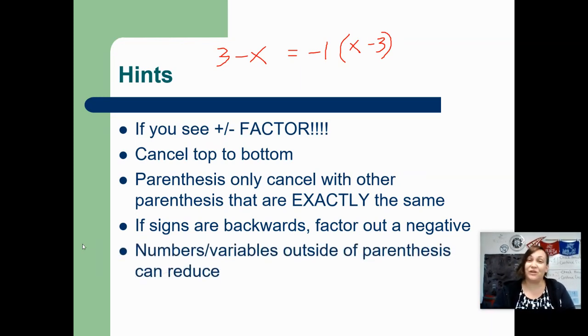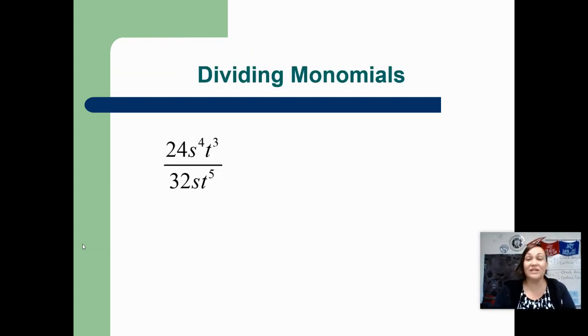If you have numbers and variables that are not trapped inside of parentheses, so these would be numbers and variables that have just multiplication, no adding or subtracting, those you can cancel out the pieces of. And we're actually going to start with that type of problem today. So here is our first example.